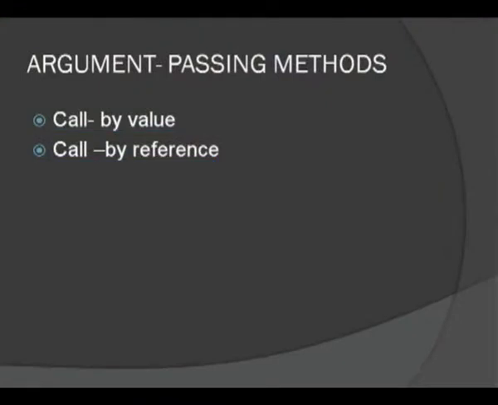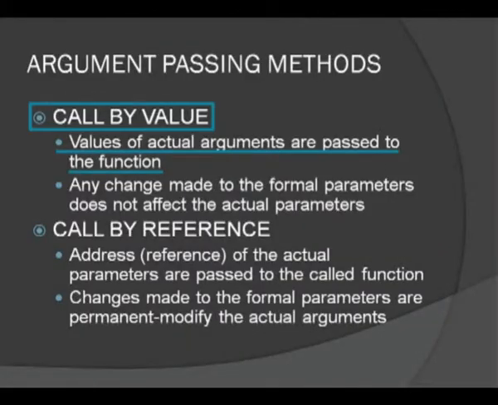So, there are two ways in which you can pass these arguments. One is using call by value, the other is using call by reference. Reference is just another name for address. We will see in detail how these methods are defined. Call by value: here the values of the actual arguments are passed to the function. This is the normal way of passing an argument.